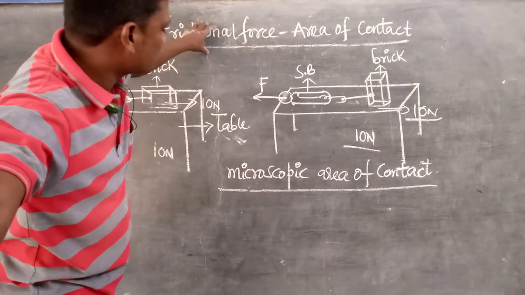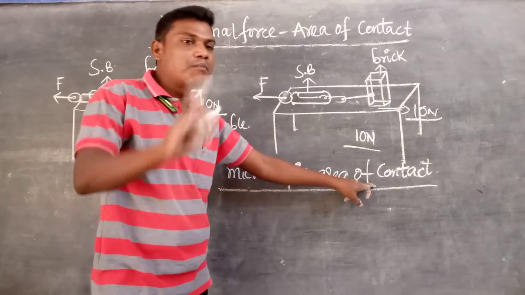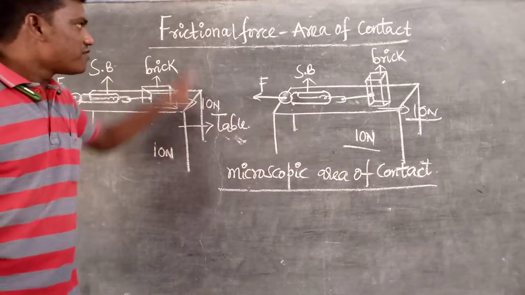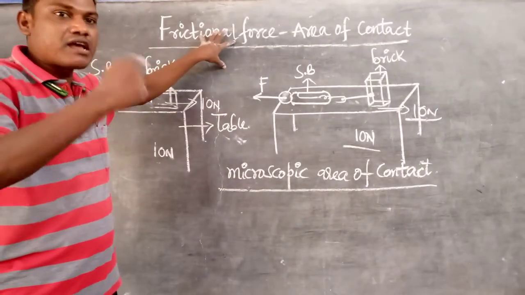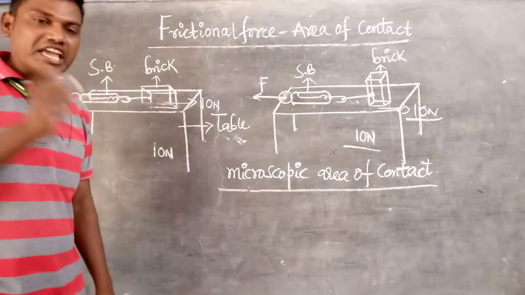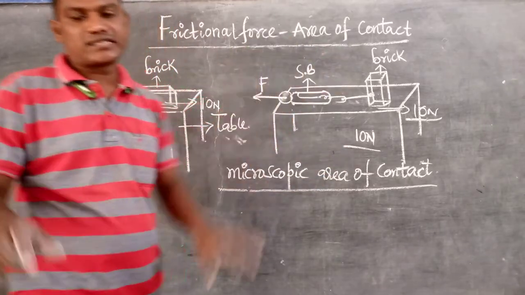So frictional force depends on which one? The microscopic area of contact, but not the macroscopic area of contact. So generally, what you can say is that frictional force is independent of, or does not depend on, the area of contact, but it depends on the microscopic area of contact.